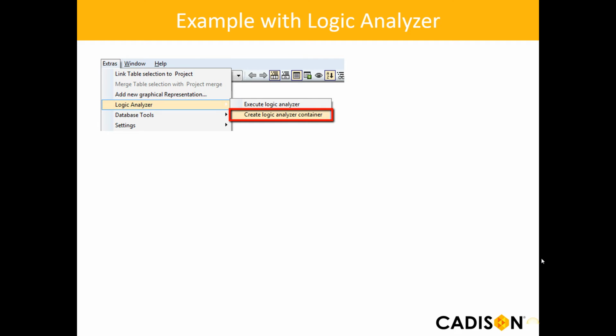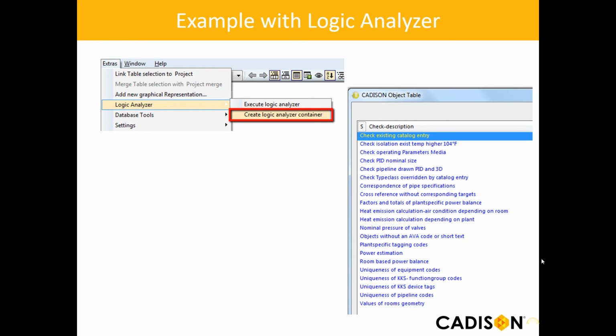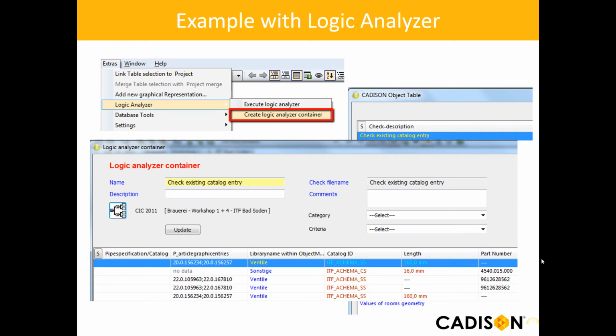Now we have to go to the extra menu inside Engineer. In the window which opens, on the top you can see our self-made check routine for checking of existing catalog entries. Just select this and hit the OK button. The new window shows all found entries on the search. Once you select a check routine, it is automatically added to our analyzer container.